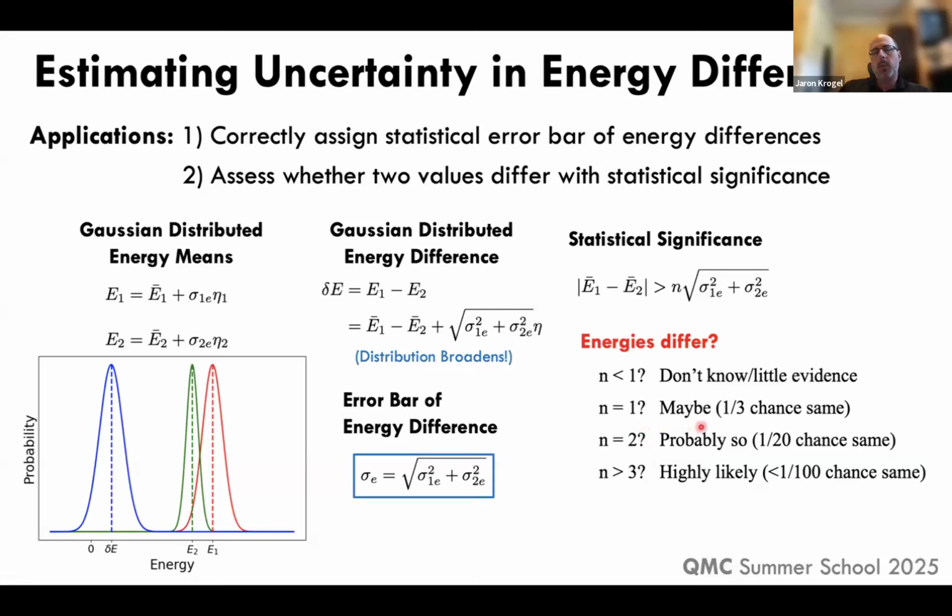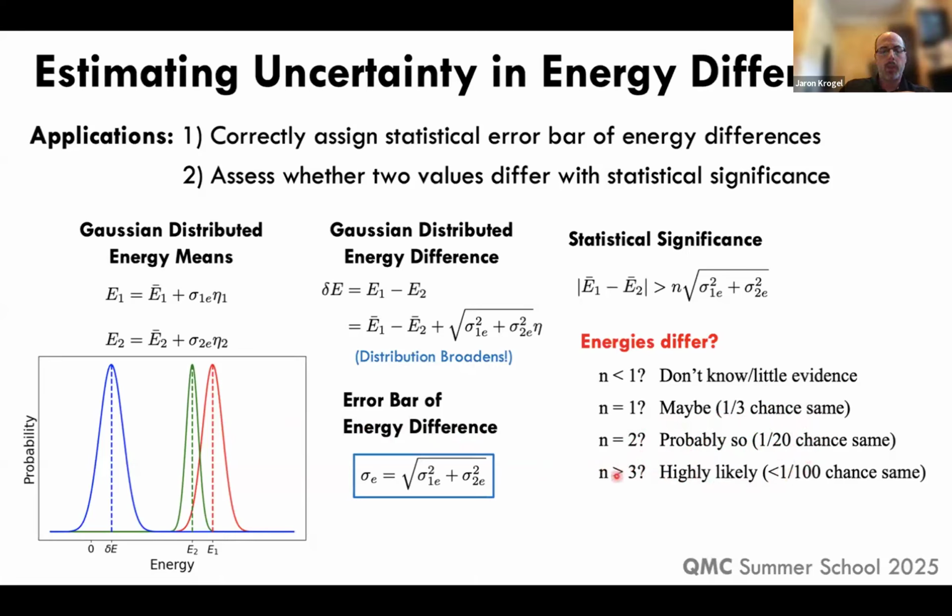So maybe they differ, but there's still a 1 in 3 chance that they're the same. What if n is 2? Well, they probably differ, but again, there's still a 1 in 20 chance that they're the same. So if you're making a bunch of different energy difference estimates, you're bound to get ones that fall within, that they could be the same, or they could be different, but you're estimating them to be the same. But if you take n to be 3 or higher, it becomes highly likely that they're different. There'll be less than a 1 in 100 chance that they are the same.